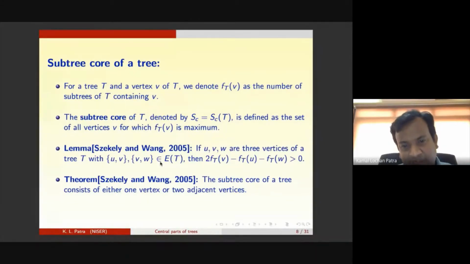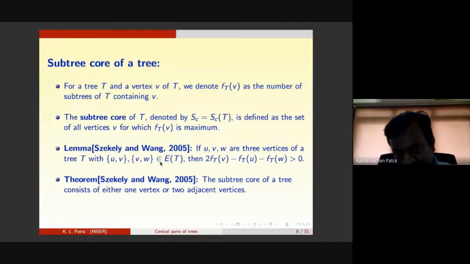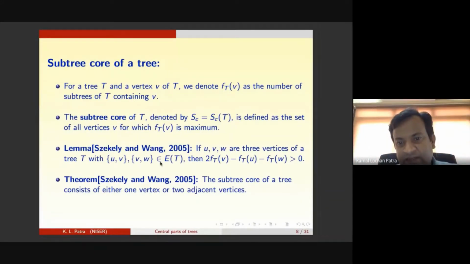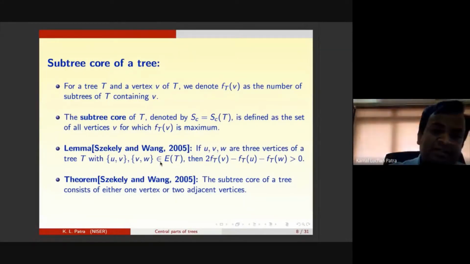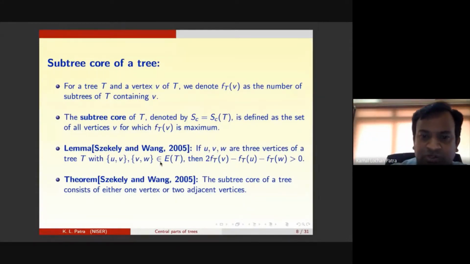So this can also be seen as a central part of a tree, as if you consider any tree on n greater than 3 vertices, no pendant vertex will become the subtree core. So the subtree core also moves towards some part of the tree. So this is also considered a central part of a tree, since the subtree core is either a single vertex or two adjacent vertices. All these definitions we discussed are defined combinatorially.